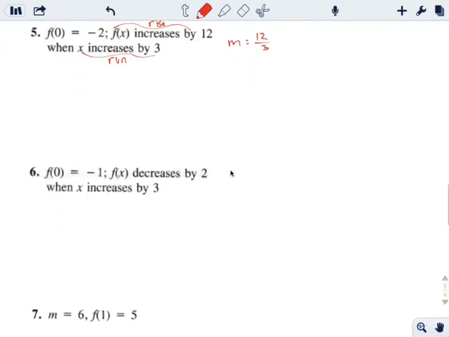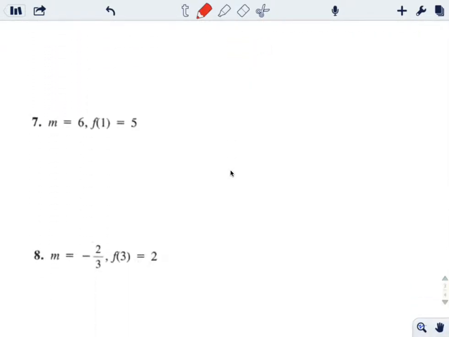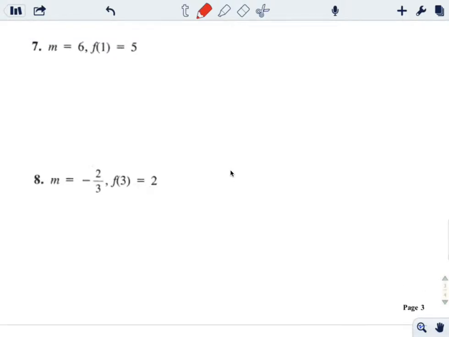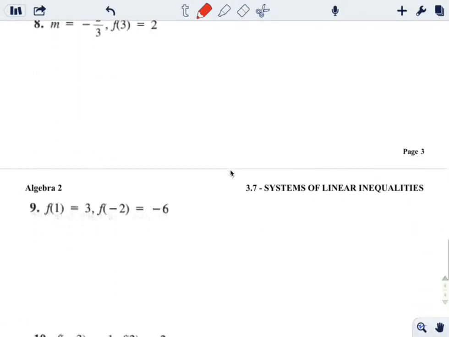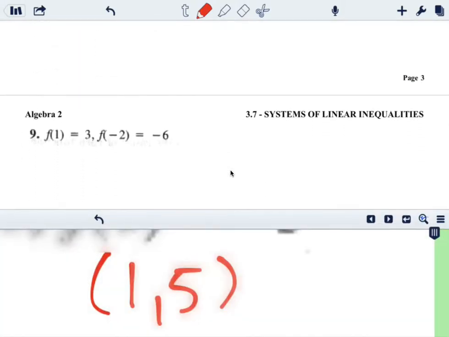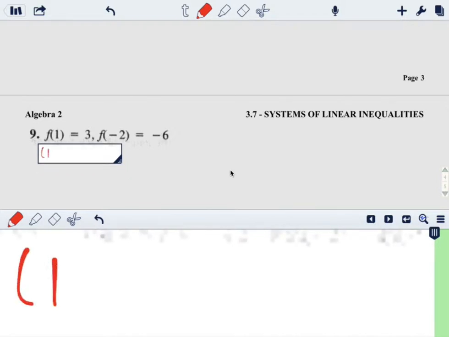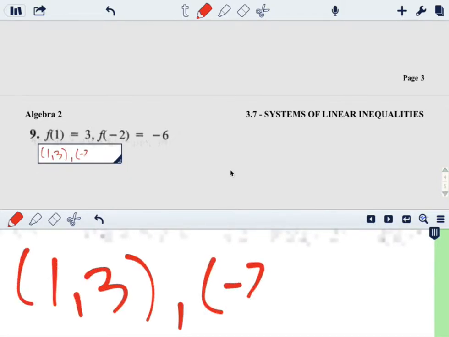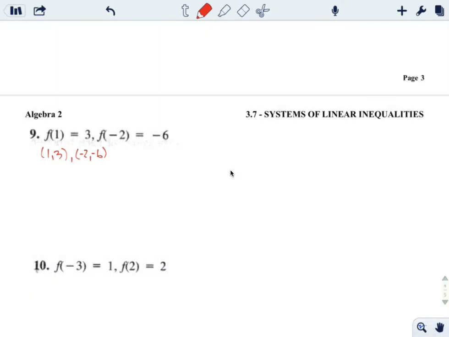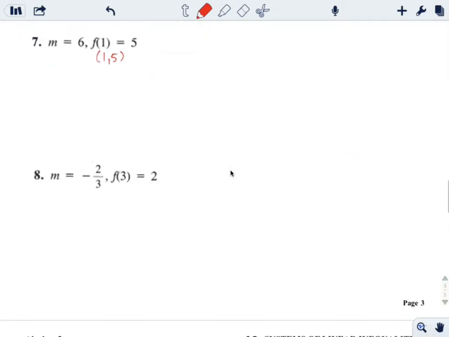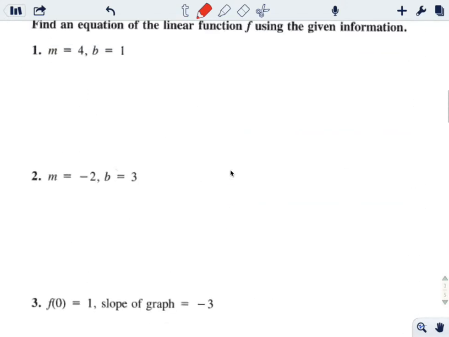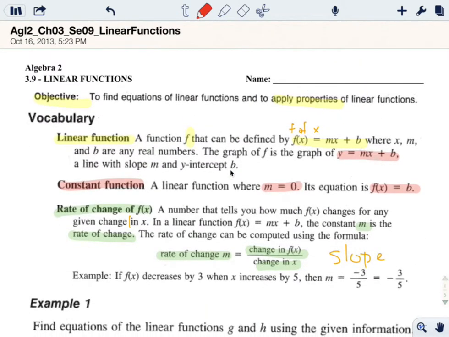Okay, so we got those, f of 1, f of 3, that gives us a point. Remember that these points are (x, y): (1, 5). And then here, remember that these are points (1, 3), (negative 2, negative 6). All right, so we'll tackle this on Friday for part of the time, and then we'll try to start on the next section. That's it for Chapter 3, Section 9.